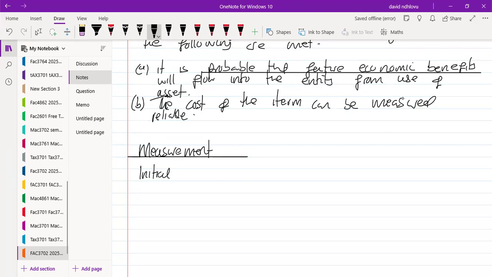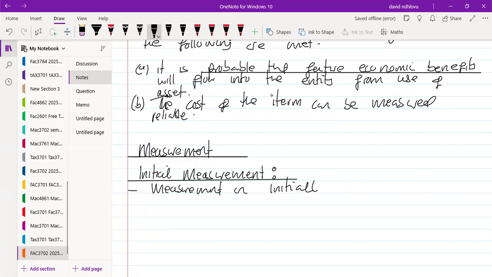Right, the initial measurement basically captures the value of the item of property, plant, and equipment at the point that we bring it into the books for the first time. So basically, this is measurement on recognition. This represents measurement on initial recognition.